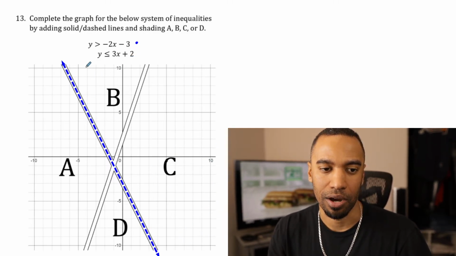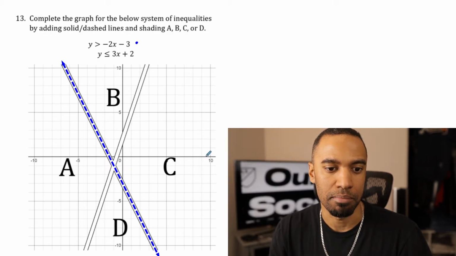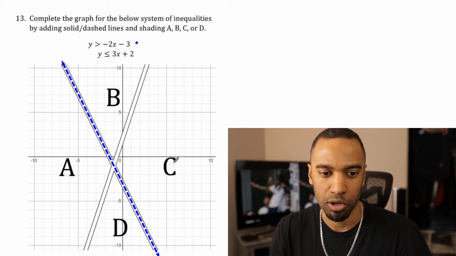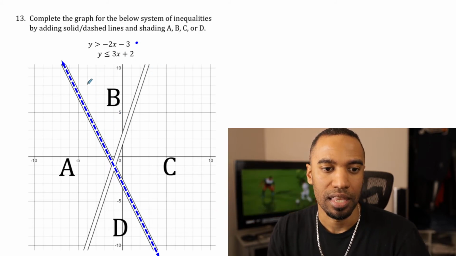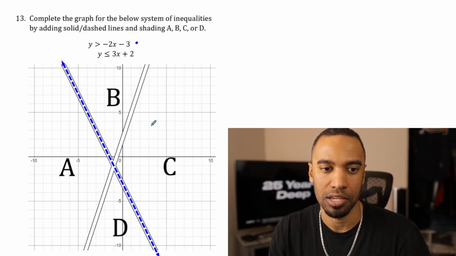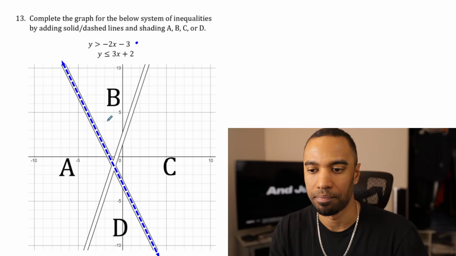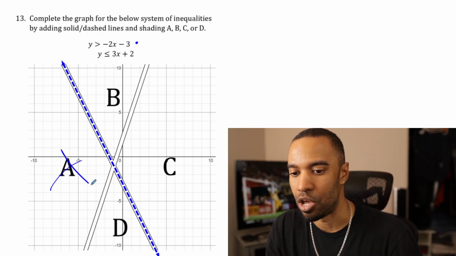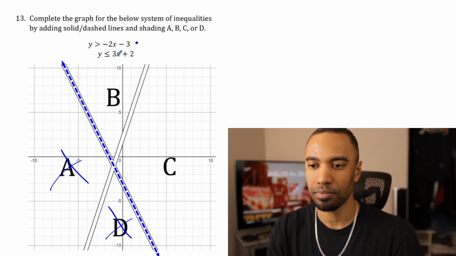So all I know right now is the final answer is going to be shading in B or C. Notice how I'm shading in both B and C, or I'm simulating it. That's because these are the solutions for just the blue line, or just the top inequality. A and D are already out. I know this right now.